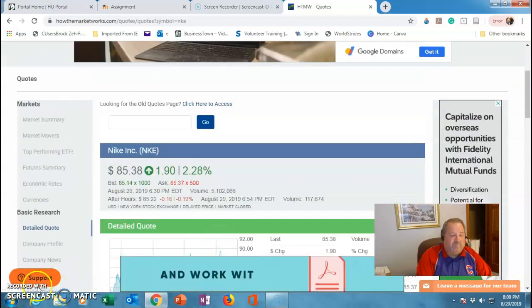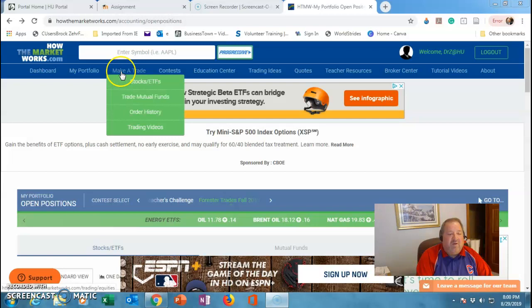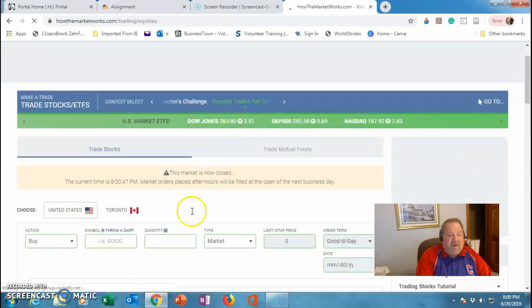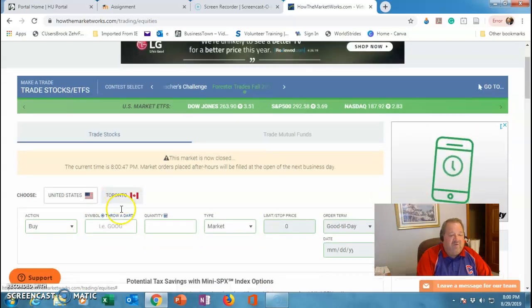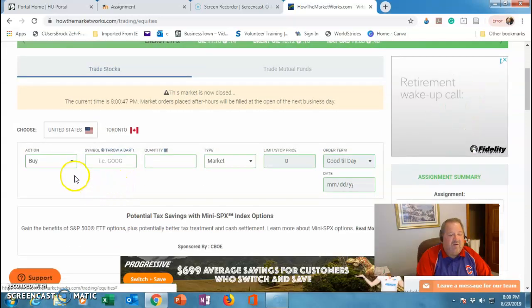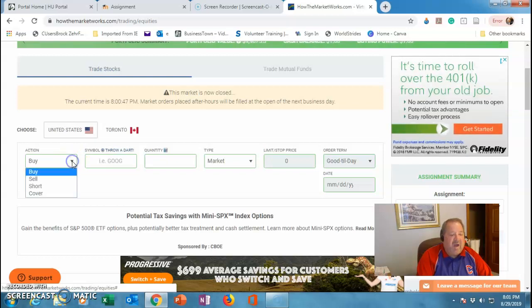There's also most recent news on the company that you can click on to find out what's going on with the company. To buy and sell securities, you would click on this Make a Trade, and within the game you can buy stocks, ETFs, which are exchange traded funds, and mutual funds. So let's click on stocks, and you can select your exchange, United States versus Toronto, if you've got a Canadian company that you want to buy or sell.